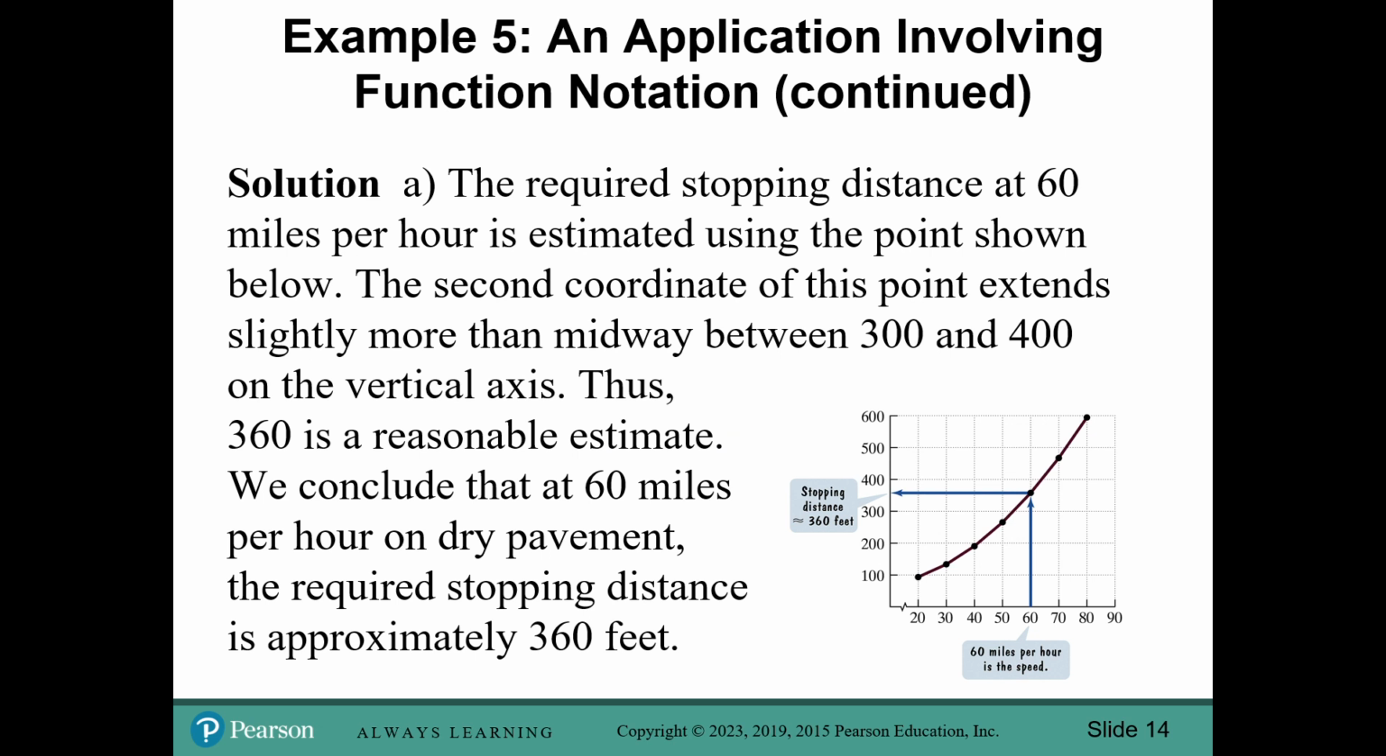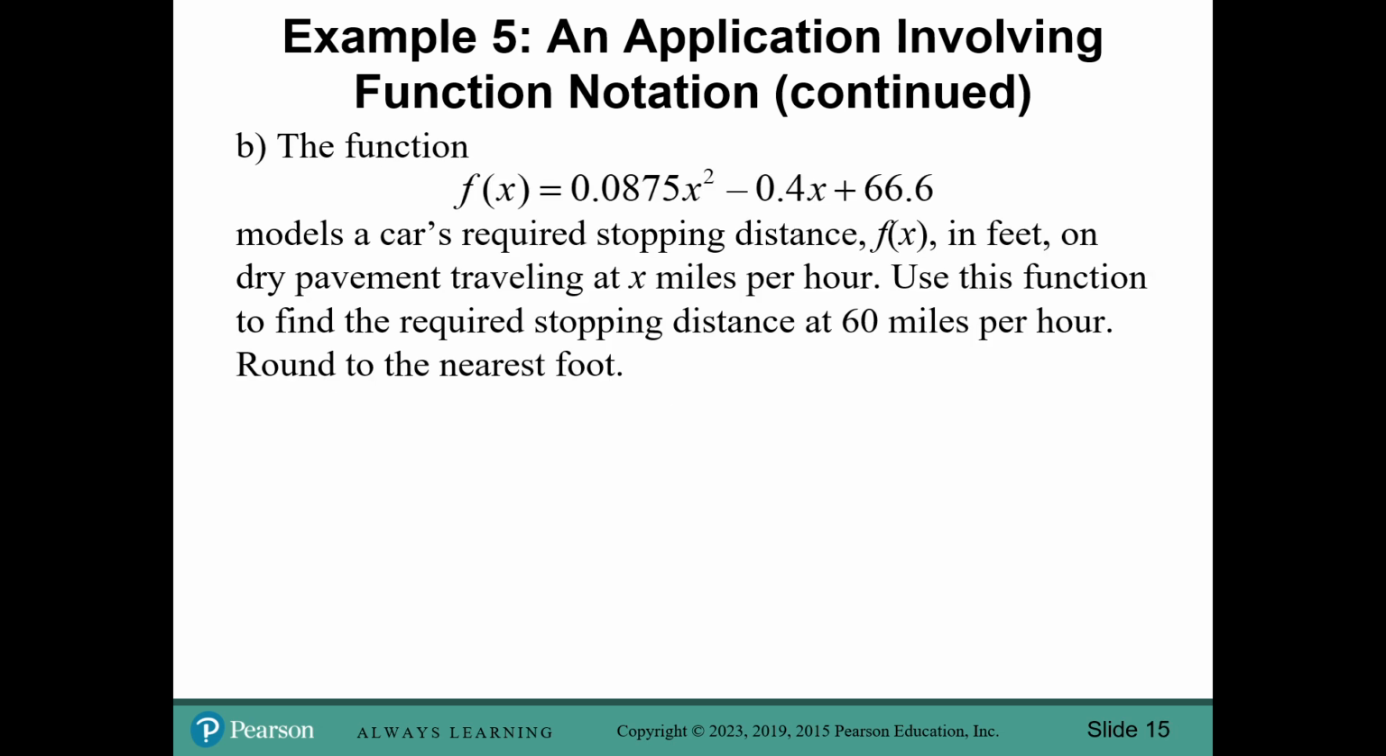So, the required stopping distance at 60 miles per hour is estimated using the point below. The second coordinate of the point extends slightly more than midway between the 300 and the 400 on the vertical axis, thus 360 is a reasonable estimate. We conclude that at 60 miles per hour on dry pavement, the required stopping distance is approximately 360 feet.